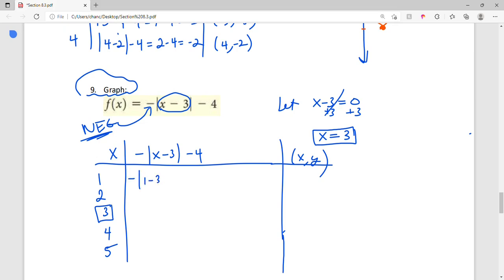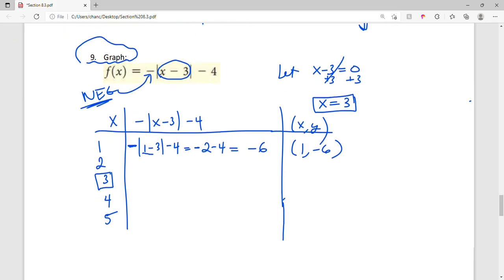1 minus 3 in the absolute value, then subtract 4 from it. 1 minus 3, that's negative 2. We have the absolute value of negative 2, which is positive 2. But there is a negative in front of that, which actually makes it a negative 2 again. So this is negative 2 minus 4, which gives me negative 6. So the first ordered pair is 1 comma negative 6.